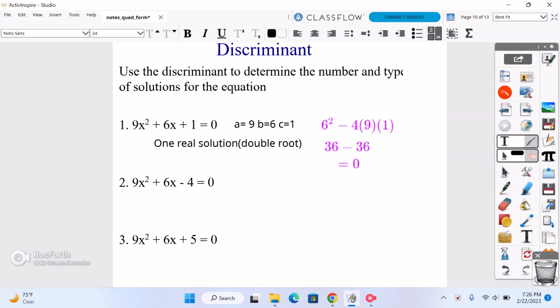So go ahead and try the next 2 examples. Pause this video, and then I want you to check your solutions with the answer key online again. And that is solving quadratics using the quadratic formula.